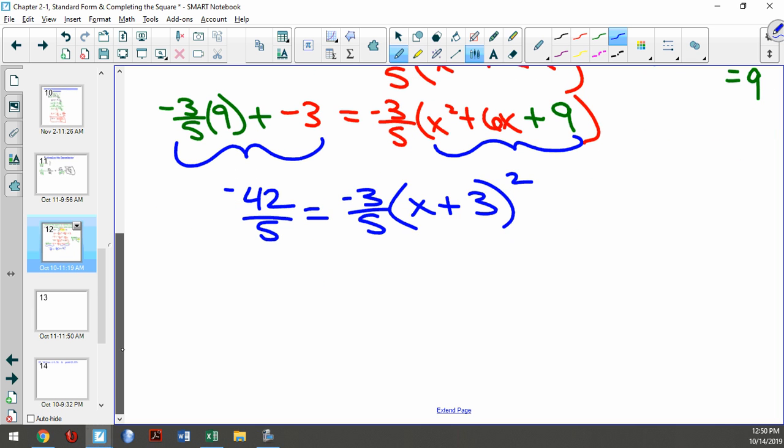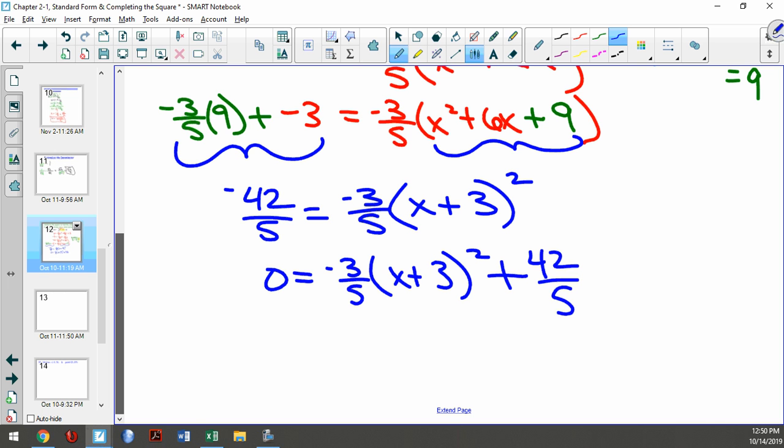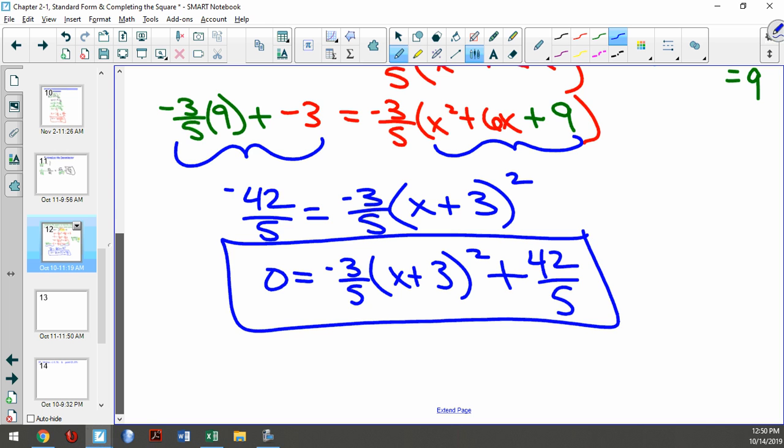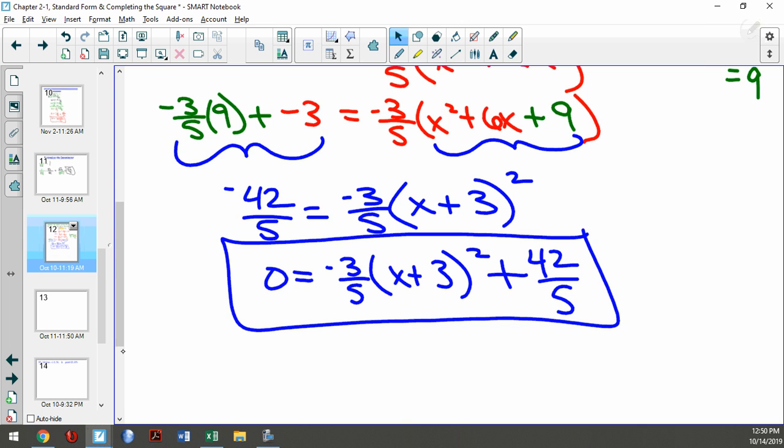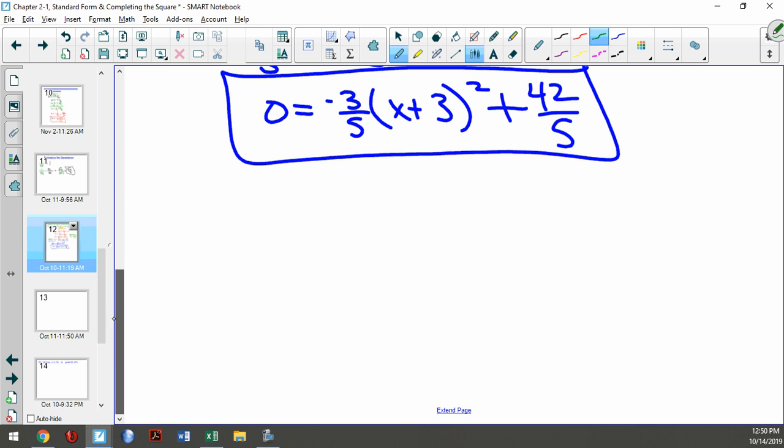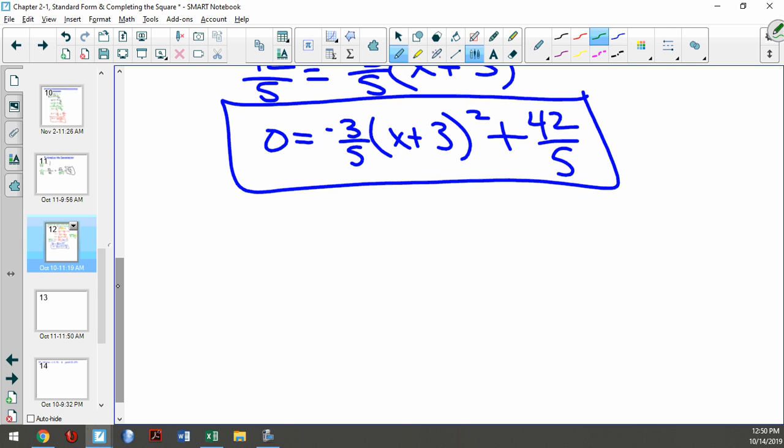Okay. All right, now, what are we trying to do here? Standard form. So what am I going to do? So 0 is equal to negative 3/5 parenthesis x plus 3 squared plus 42 over 5. There's your standard form. So what does that mean? What's happening to this function? Uh-oh. Careful.